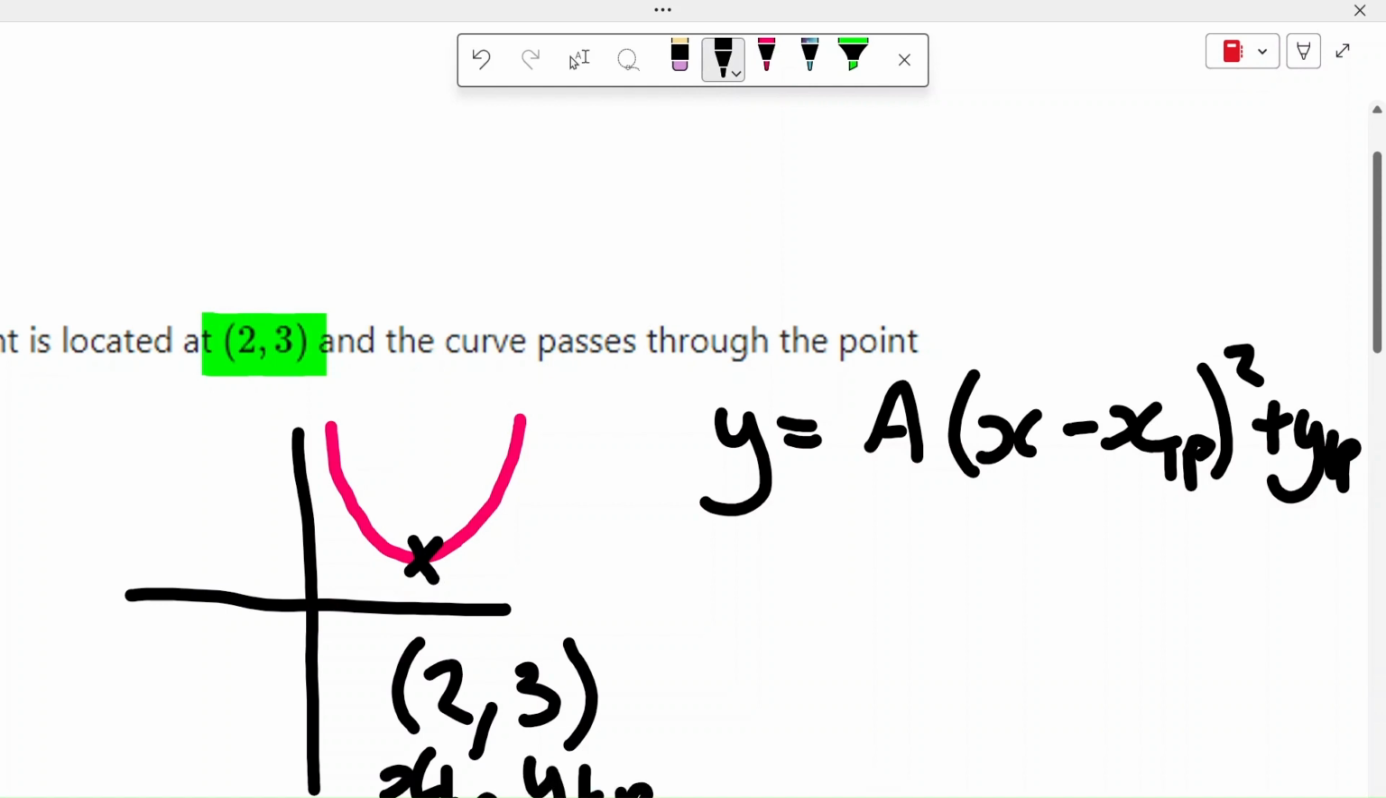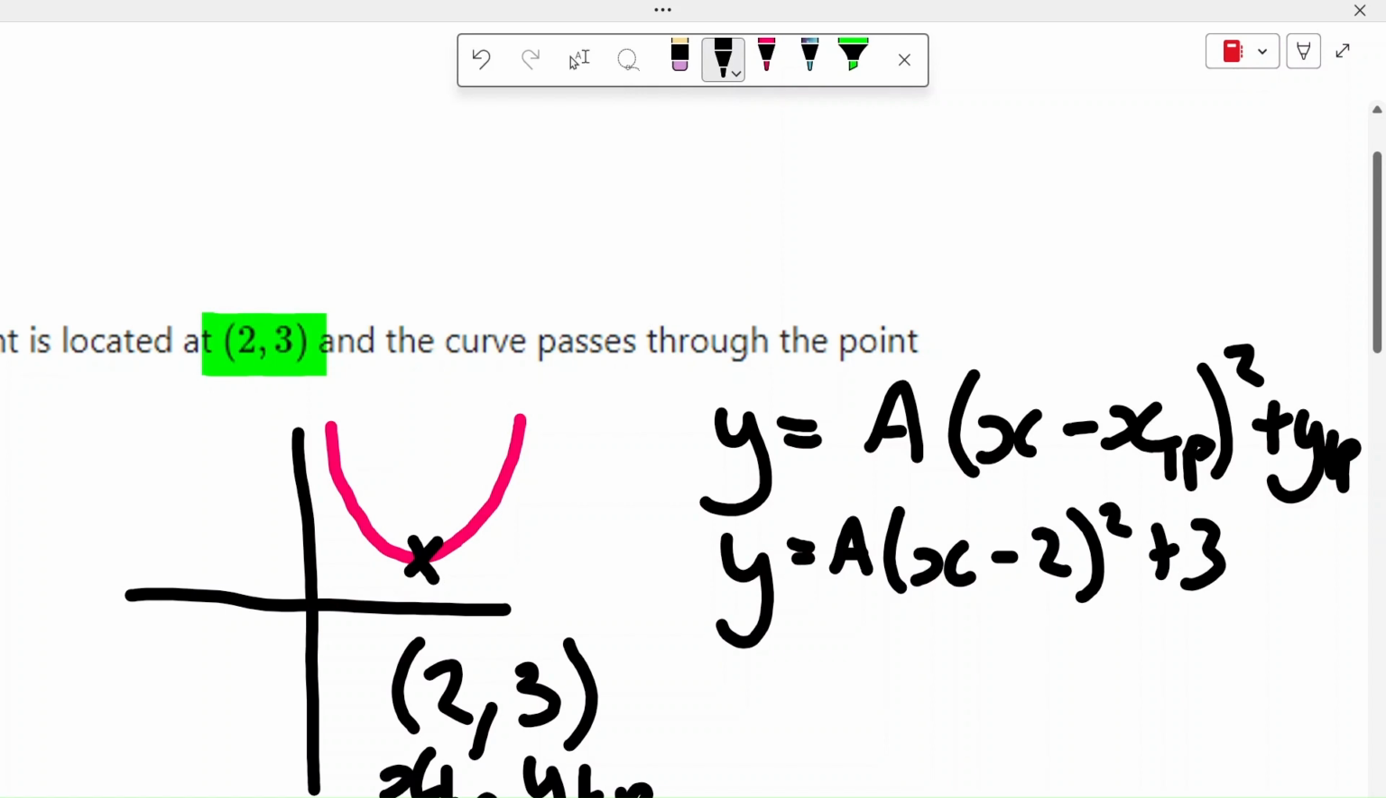So you can see we can already use that to substitute it in. We can find the majority of our turning point equation just with this bit in green. So if we do that, we get minus 2 squared plus 3. Okay, so that's that part of it done. That's the first step of this, to find the quadratic in the turning point form.